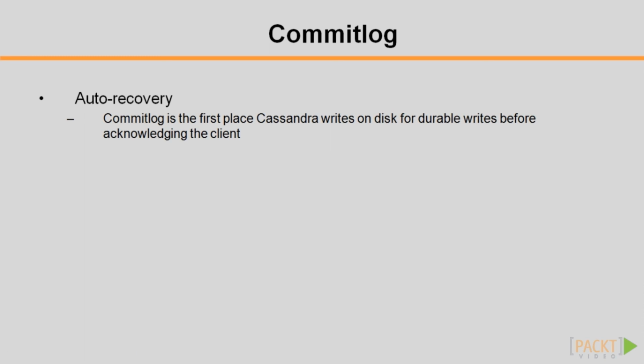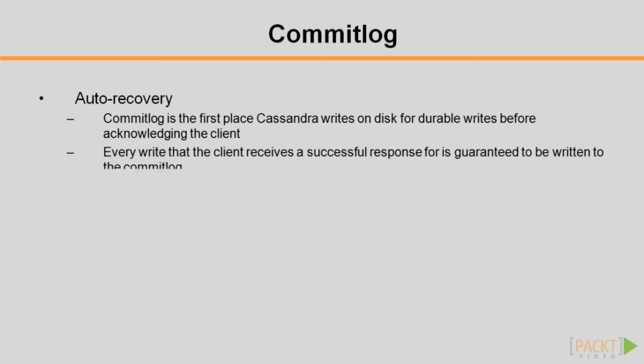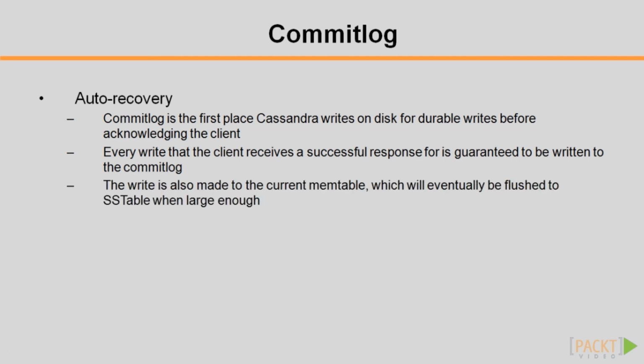Commit log is the first place where Cassandra writes data on disk to ensure durable writes before acknowledging the client application. Every write that the client receives a successful response for is guaranteed to be written to the commit log. Then the write is made to the current memtable that will eventually be flushed to on-disk SSTable when large enough.